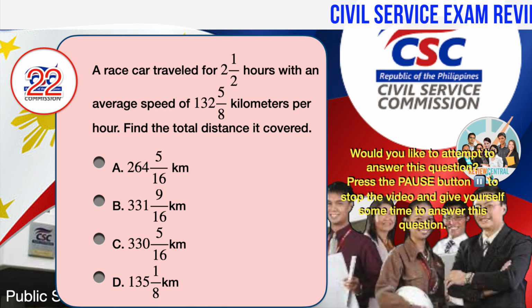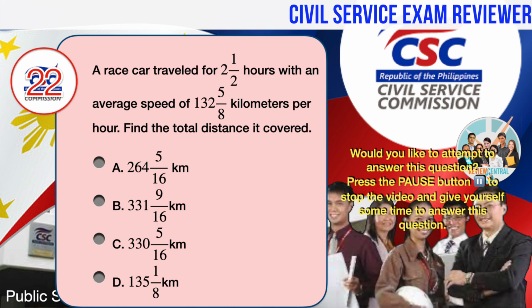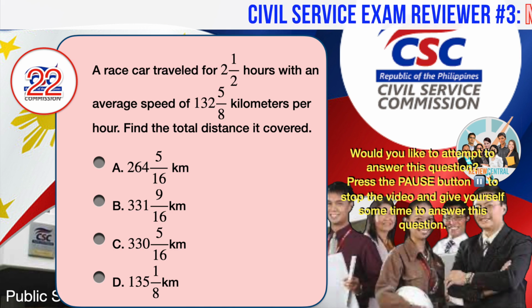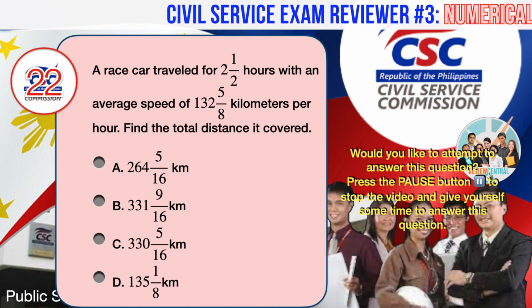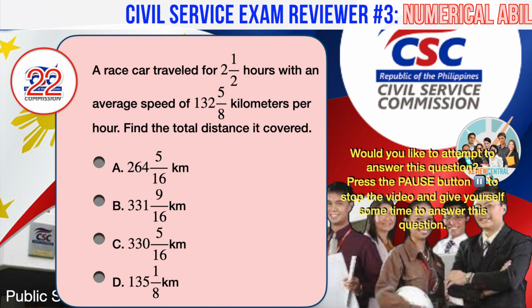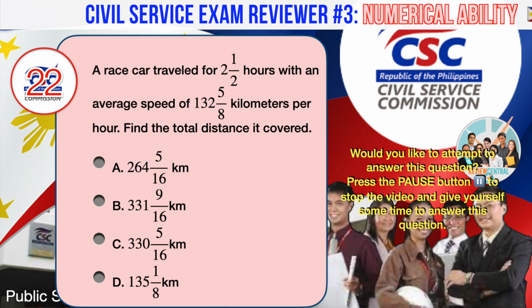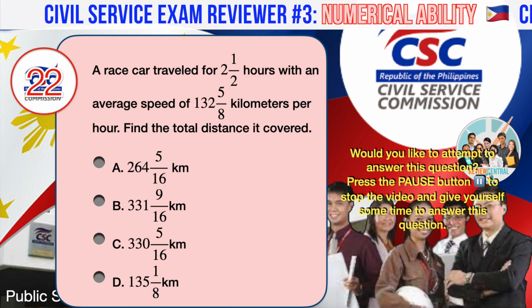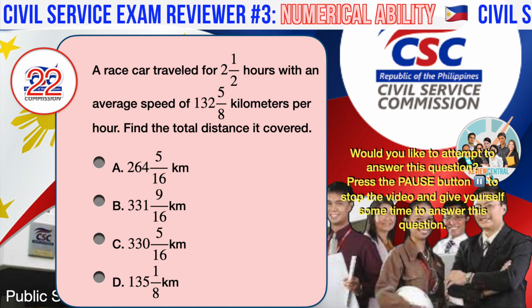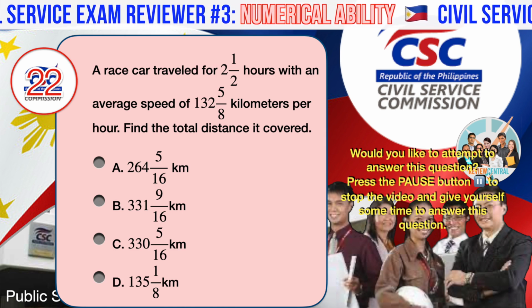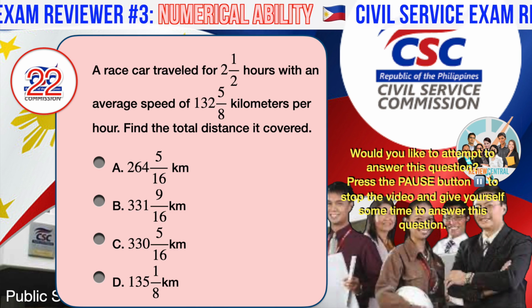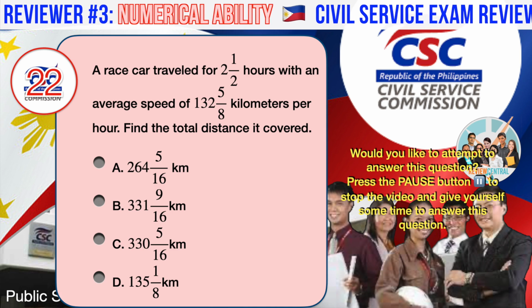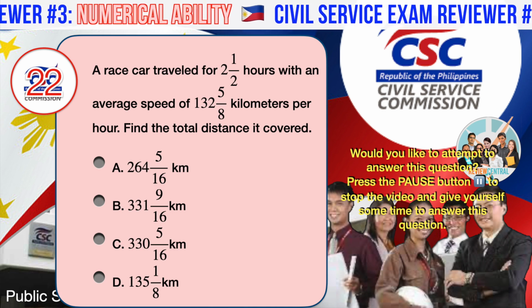Question number 22. A race car traveled for 2.5 hours, with an average speed of 132 5/8 kilometers per hour. Find the total distance it covered. A. 264 5/16 kilometers. B. 331 9/16 kilometers. C. 330 5/16 kilometers. D. 135 1/8 kilometers.